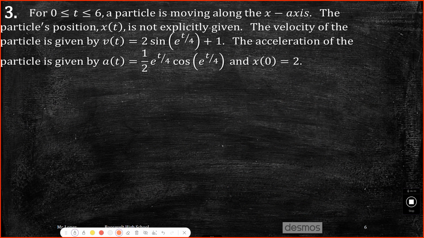For t greater than or equal to 0, less than or equal to 6. Particle moving along the x-axis. The particle's position x of t is not explicitly given. The velocity of the particle is given by that. The acceleration of the particle is given by that. And x of 0 is equal to 2. That's one we did in chapter 6.